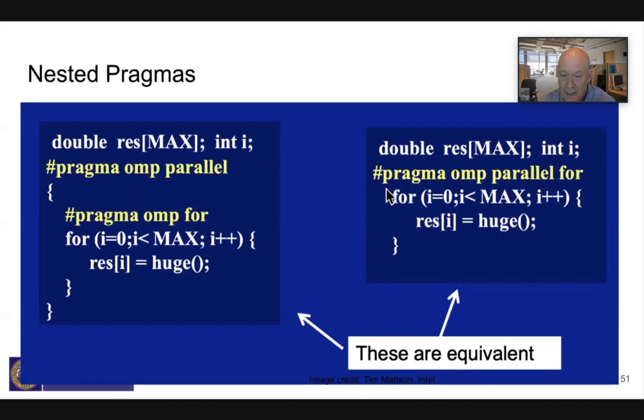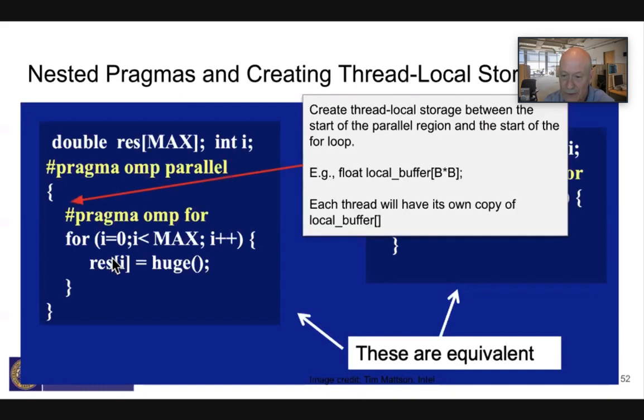So this kind of construct, where you can say pragma OpenMP parallel and have a code block, and inside that code block, which is parallel, you can have a for loop, which is implicitly parallel, is a pretty handy thing, because you can create some thread local storage between the start of this code block and the parallel loop. For example, I might create a local buffer here for my block, right? So hopefully the light bulbs are starting to go off for you as to why this is important.